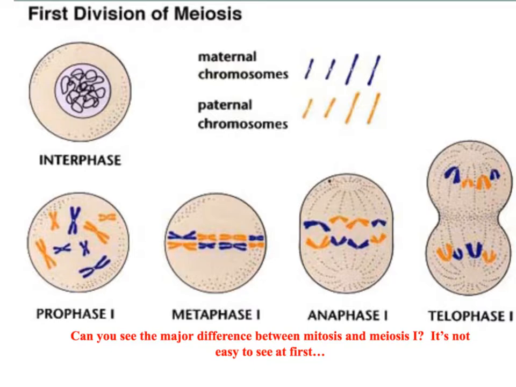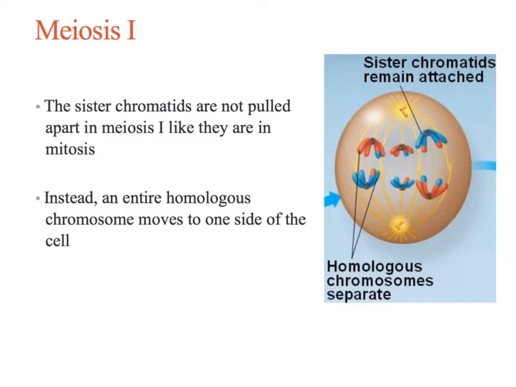And then telophase is similar to what you see in mitosis. The nuclear membrane is going to reform around the nucleus, and the DNA will condense. So that's meiosis 1. Sister chromatids, we talked about those. Those are what make up the chromosomes. And then in anaphase 1, you'll notice that the homologous chromosomes are going to separate.